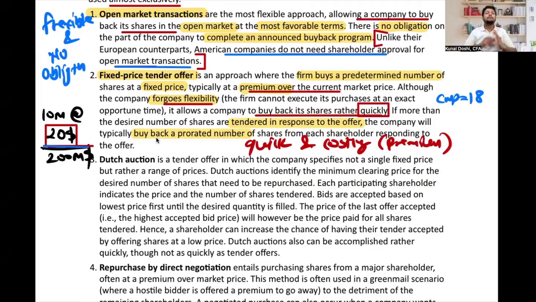So let's say the company announced a buyback for 10 million shares, but it got bids for 20 million shares. Then the company will do pro rata, meaning the company will take only half of the shares that you had offered for buyback. So if you want to do it quickly, go for a fixed price tender offer. If you don't want any restriction, go for open market transactions. Clear, everyone? Right?